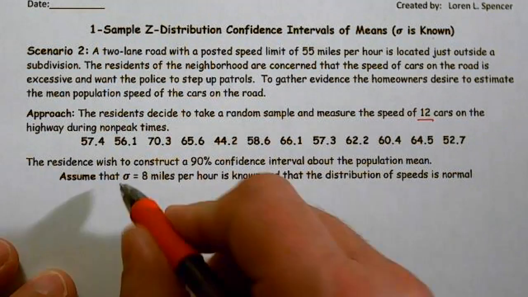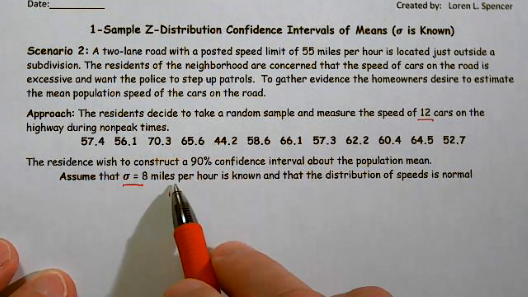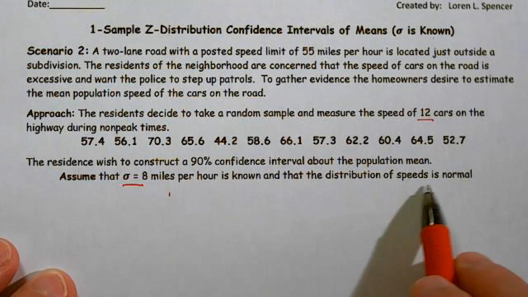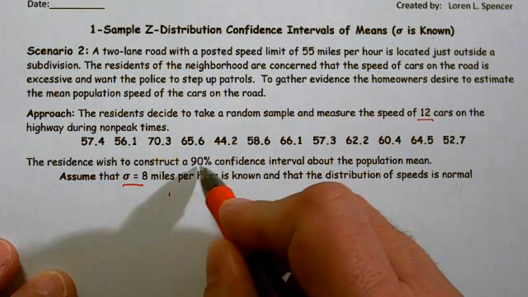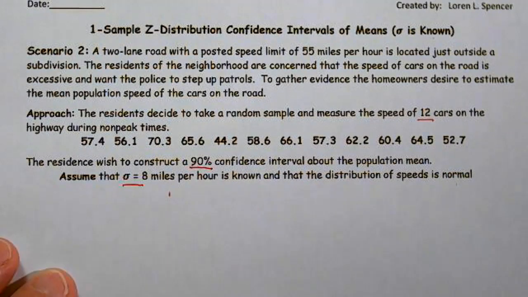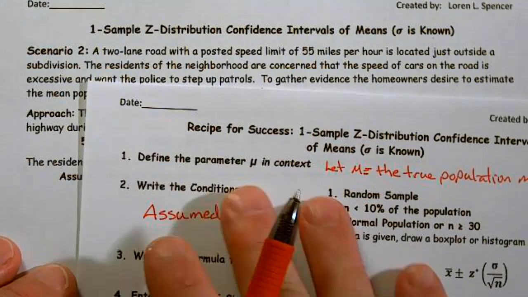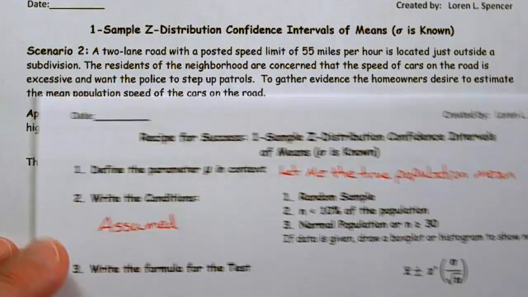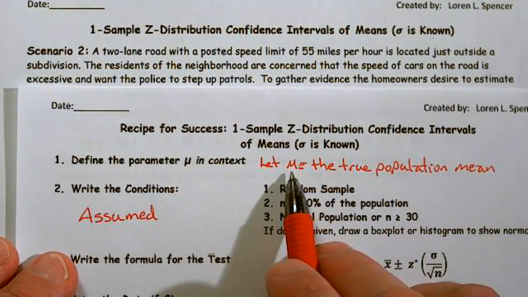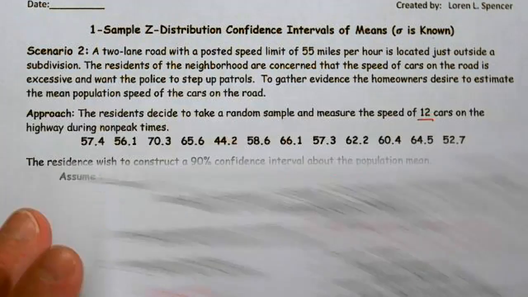Assume that the standard deviation of the population in miles per hour is known and the distribution of speeds is normal. So we want to construct a 90% confidence level. We're going to look at our recipe, and our recipe says the very first thing we need to do is define the parameter mu in context. We're going to start off by writing let mu equal the true population mean.